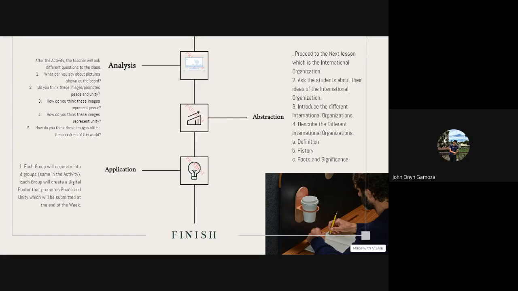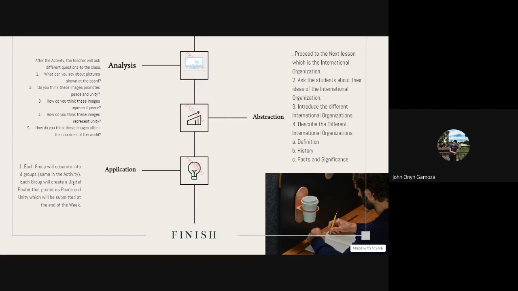Because we're going into the activity, these questions must develop critical thinking skills so that they are ready and know what the lesson is all about. And next is the abstraction. So what is abstraction? Proceed to the next lesson.